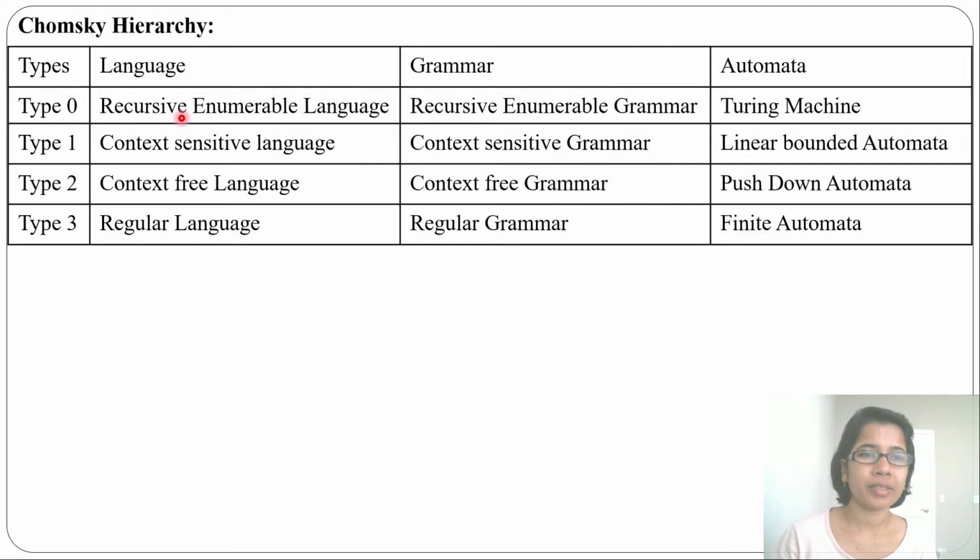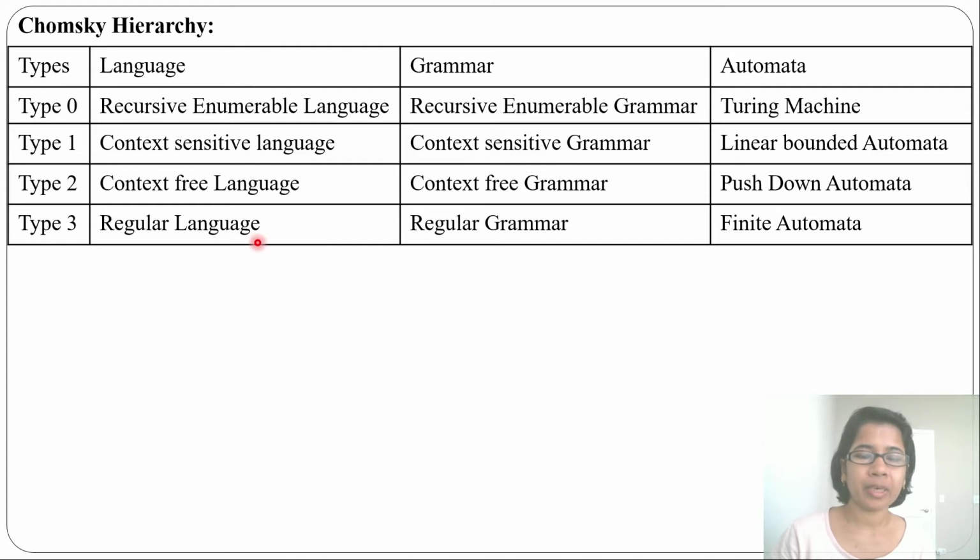Hi, let's discuss Chomsky hierarchy. There are four types of language. One is type 0. Type 0 is recursively enumerable language. Type 1 is context sensitive language. Type 2 is context free language. Type 3 is regular language.